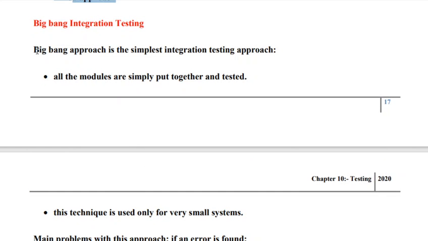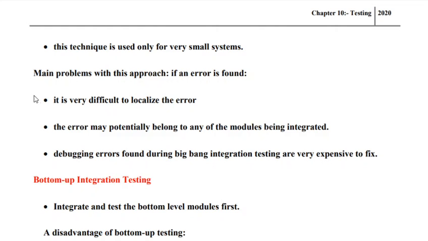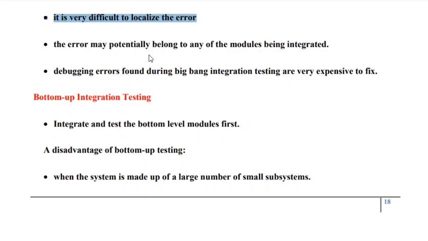So let us talk about Big Bang integration. It's a very simple approach where all the modules are integrated in a single step. But the problem is that in such a situation, if the system exhibits an error, then the search space for the error will be the entire program.